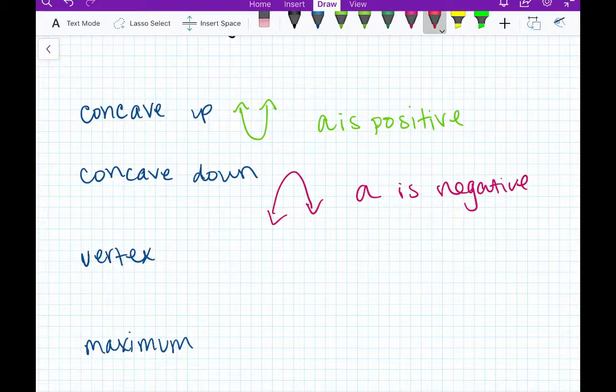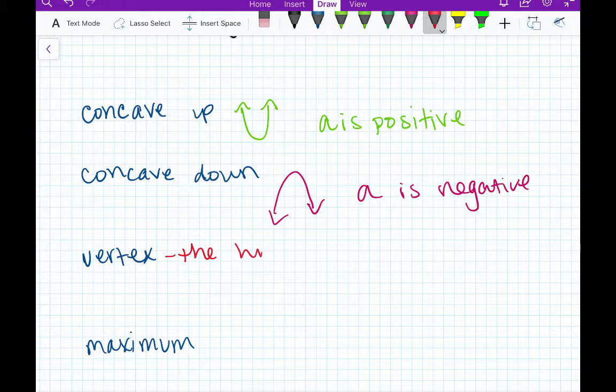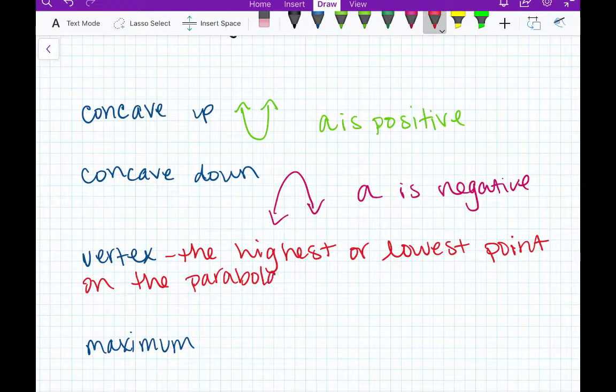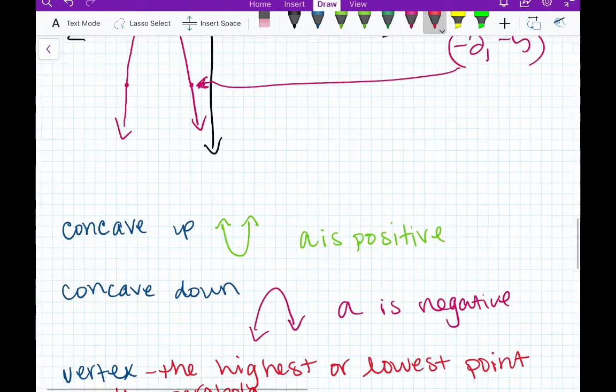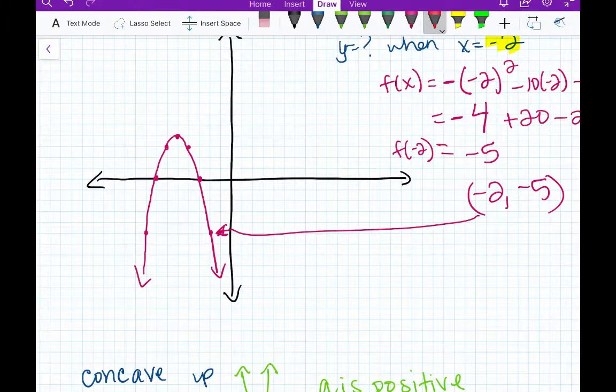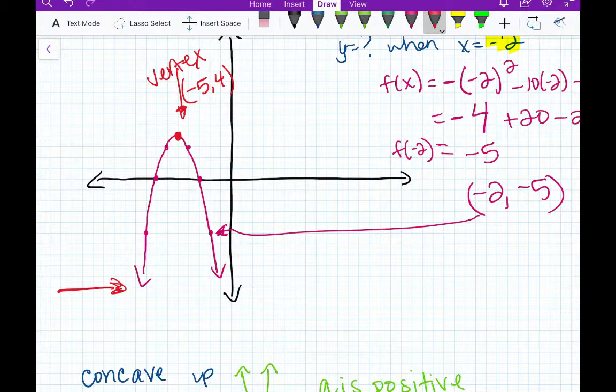Vertex. What is the vertex? The vertex is the highest or lowest point on the parabola. There is only one vertex. So what is the vertex on our parabola here? Well, it doesn't have a lowest point because this goes down forever and ever. But it does have a highest point. So this is the vertex. And the ordered pair for that is actually negative 5, 4. And it's pretty easy to see from the graph there.